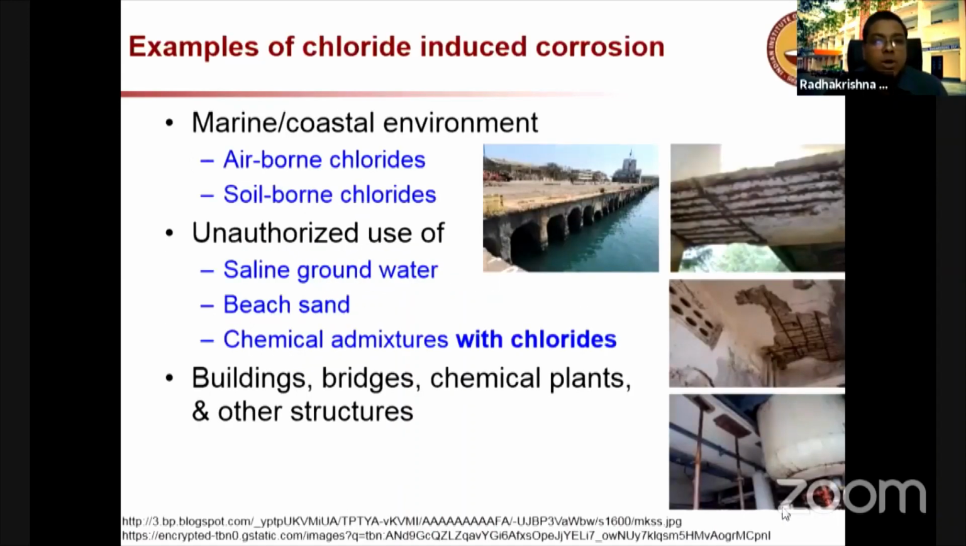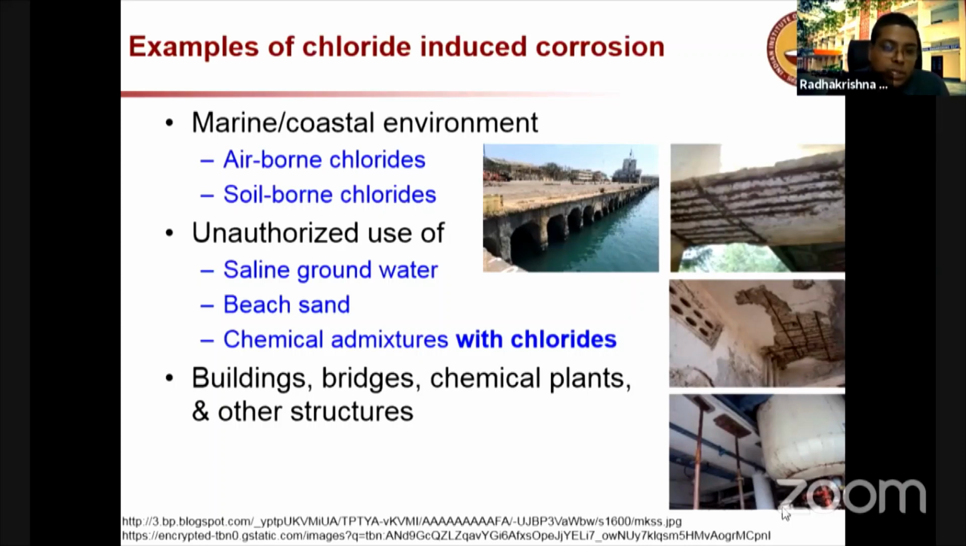So where do we see chloride-induced corrosion? Pretty much everywhere wherever you have access to chlorides, and it can be from a marine or coastal environment where you can see both airborne and soil-borne chlorides. And also if you have unauthorized use of saline water, groundwater, because if you ask what is the type of water that can be used for concrete, according to ACI, they say that as long as it is potable, and then also there are limitations on the amount of chloride that can be present in water. So if we cross those, if you don't follow those specifications, then you might have a problem.